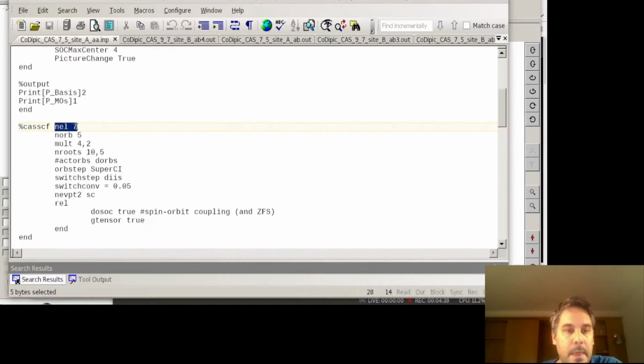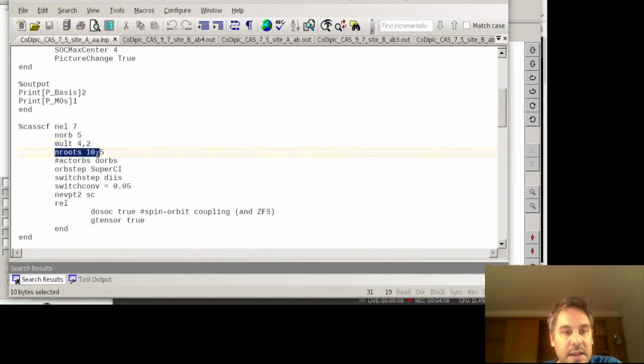So I have 7 electrons in 5 orbitals. That's the electron configuration of cobalt 2, both high spin and low spin. And I ask for both multiplicities, the high spin, spin 3/2, and the low spin, spin 1/2 multiplicity.